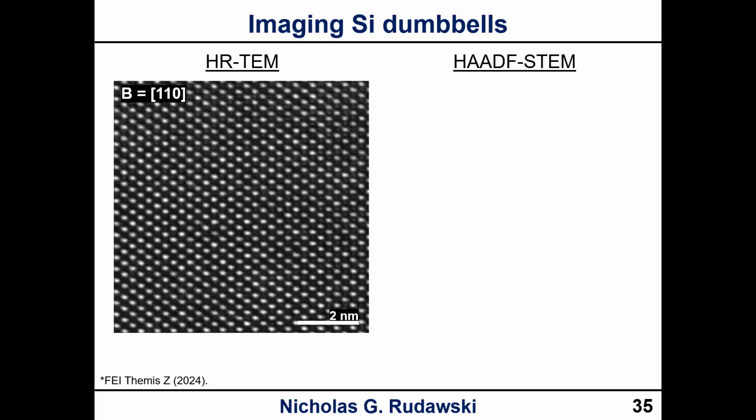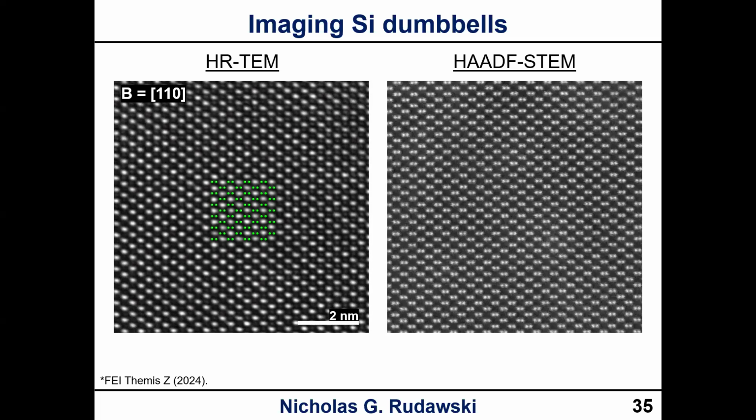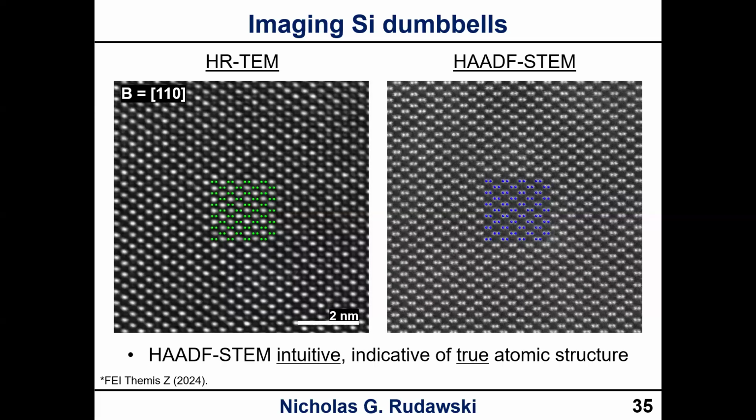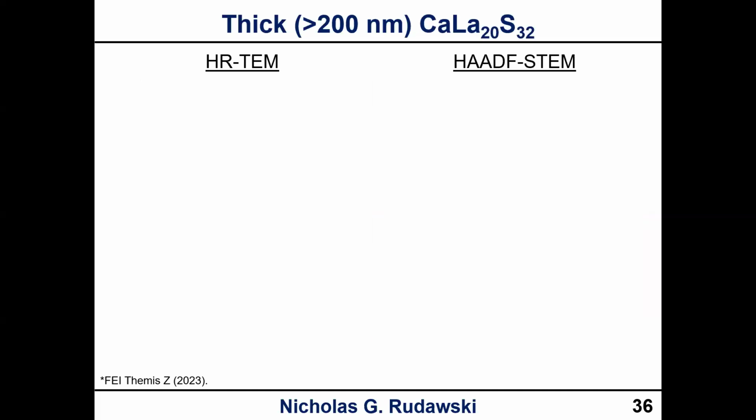If we go back to looking at another example, which is silicon dumbbells, here's the high res along 110. Then that's the projected structure. Again, it looks nothing like the lattice image. But if we look at the HAADF image, it actually does, and if we project the structure onto the image, it matches up perfectly. These are the same thing. I changed the color because it looks a little better on the HAADF, but there's no difference otherwise between those two models. So again, HAADF-STEM is intuitive and indicative of the true atomic structure.